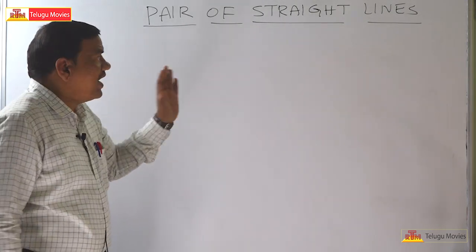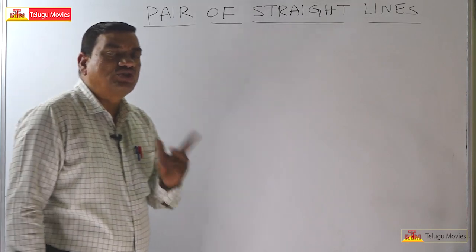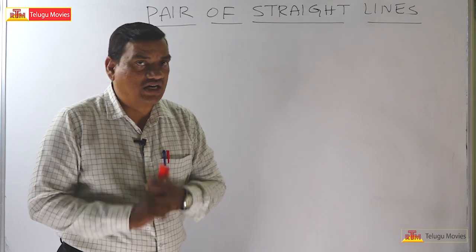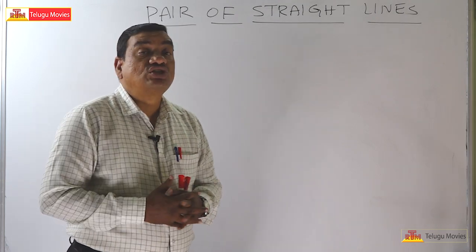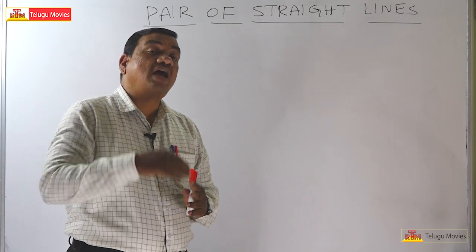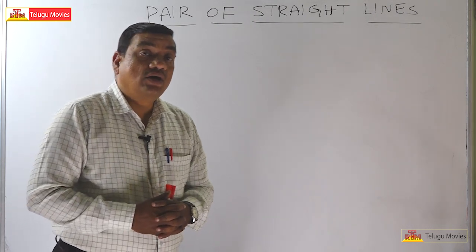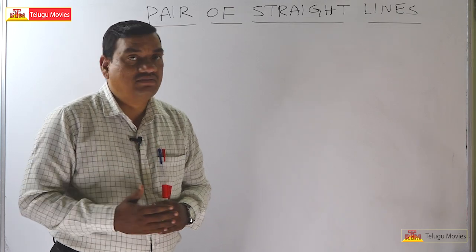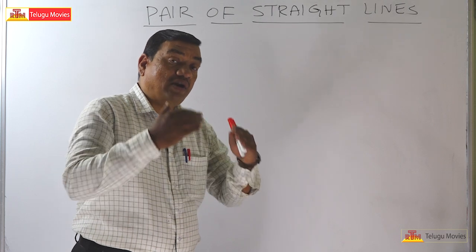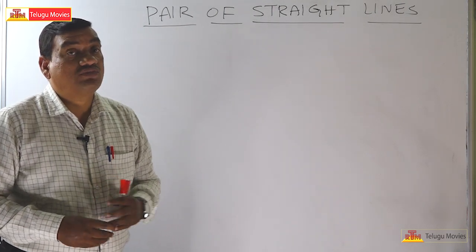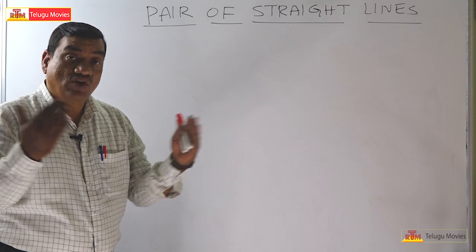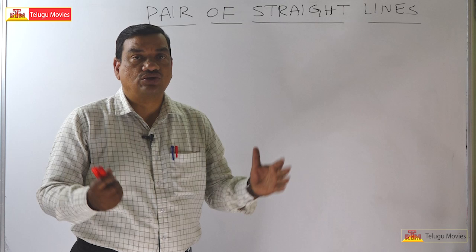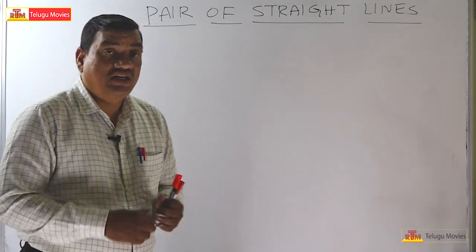Now, pair of straight lines: pair means two straight lines. We are going to discuss the two straight lines. What is the combined equation of those two straight lines? What is the angle between them? What is the condition if those two lines are parallel, perpendicular, or coincide? And what is the angle bisector? If two lines and another line form an equilateral triangle or a right angle triangle, what are the conditions? All those things we will discuss in our class.